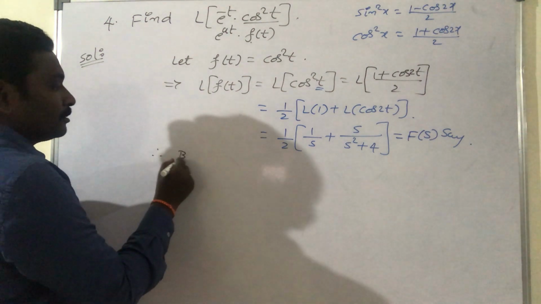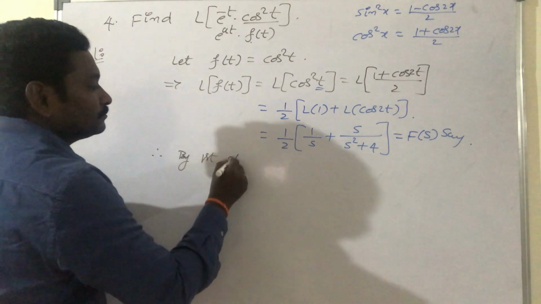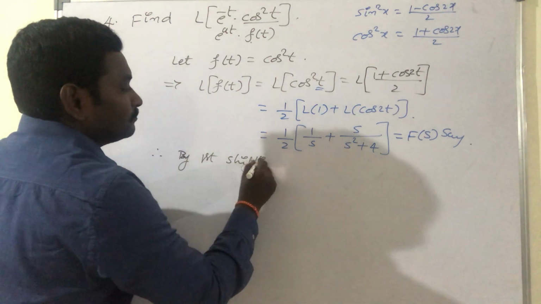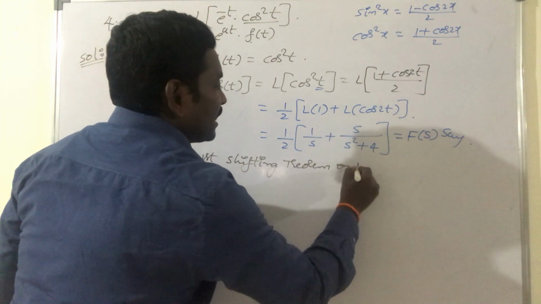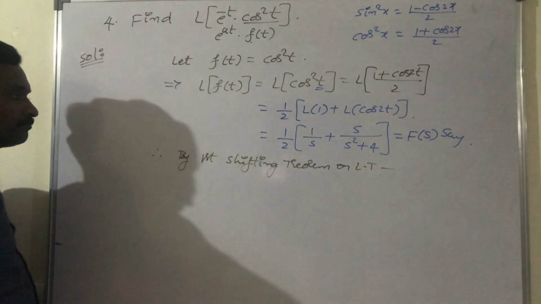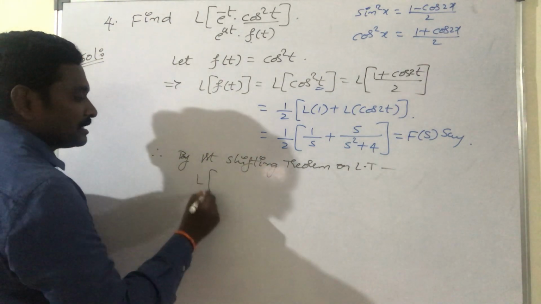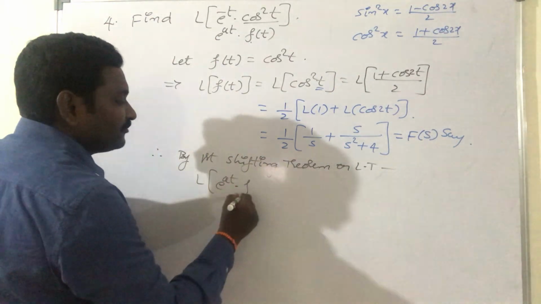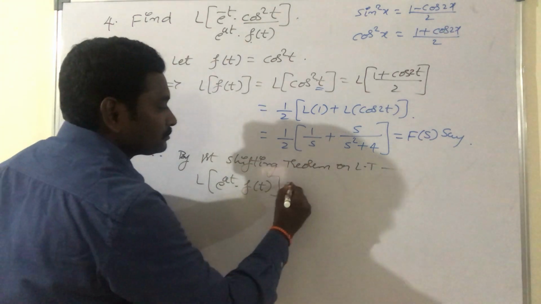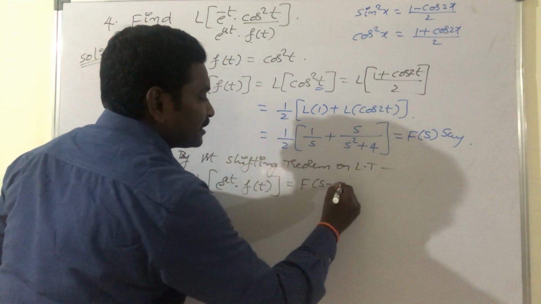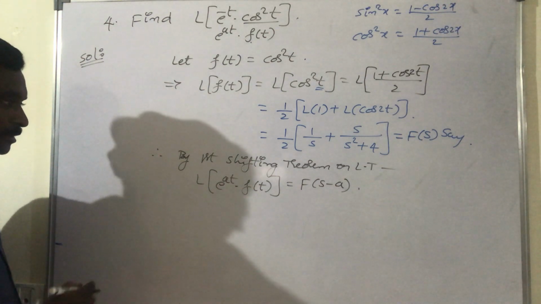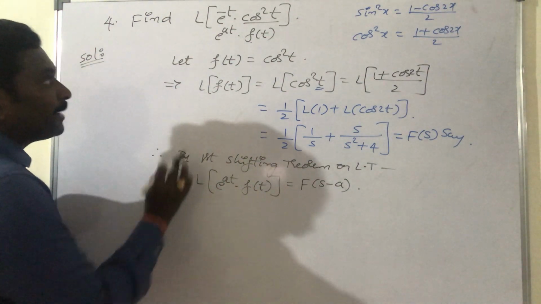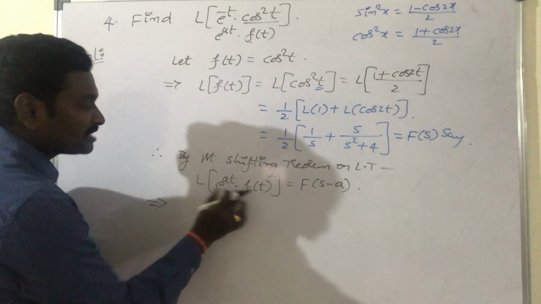Therefore, by first shifting theorem on Laplace transform, L of e power at into f of t is equal to F of s minus a. Okay. So write the given problem and compare the given problem with the original formula.